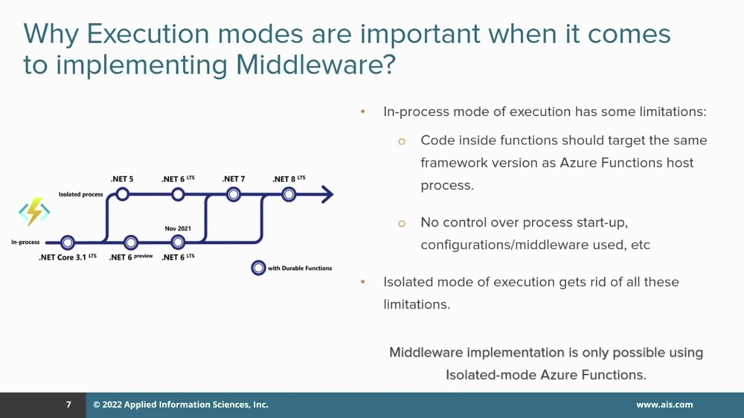The isolated mode of execution gets rid of all these limitations, as our code, which is written inside the function app, will get executed in a totally separate process from the Azure Functions runtime. And in that way, we get control over the process startup and a lot of other things. So basically, middleware implementation is only possible using isolated mode Azure Functions.